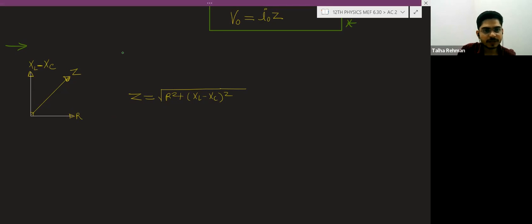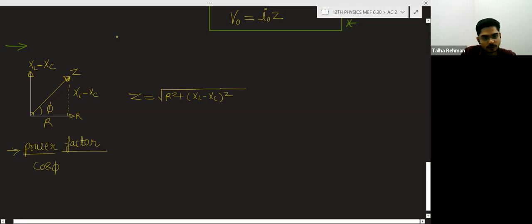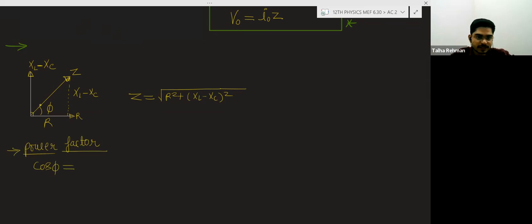From this, we can calculate one more thing. If we complete the triangle like earlier, this side will be XL minus XC, this angle is phi, the phase difference, and this is the resistance R. From here, first we can find the power factor. Power factor is cos phi. Cos phi from here is R by Z, because this distance is Z.